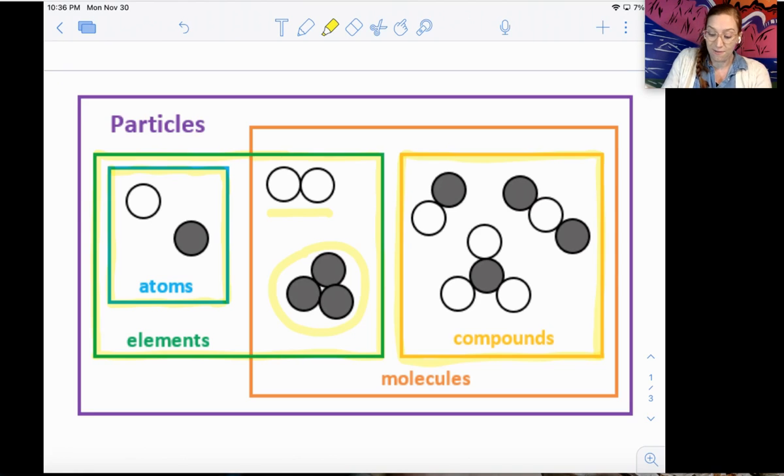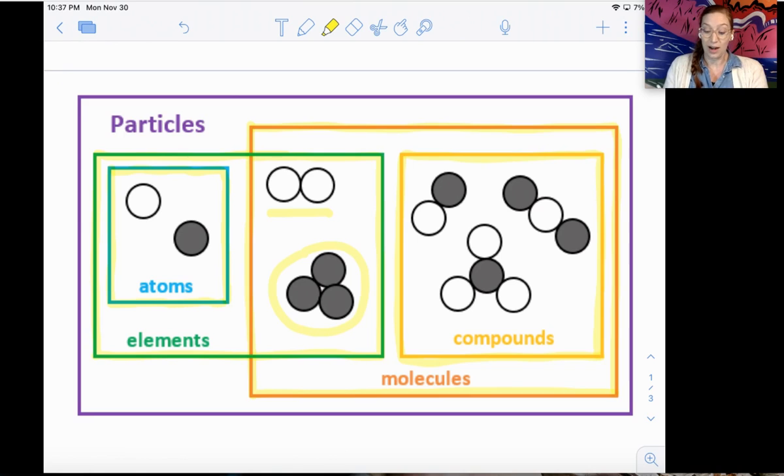Okay, and then finally, we have our orange rectangle, which is going to encompass what we call molecules, and molecules are going to be two or more atoms that are combined chemically together. Okay, these can either be elemental molecules, like we saw in the green box, or they can be compounds that are classified as molecules.